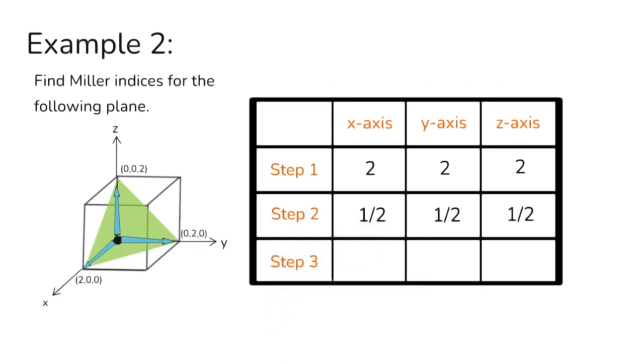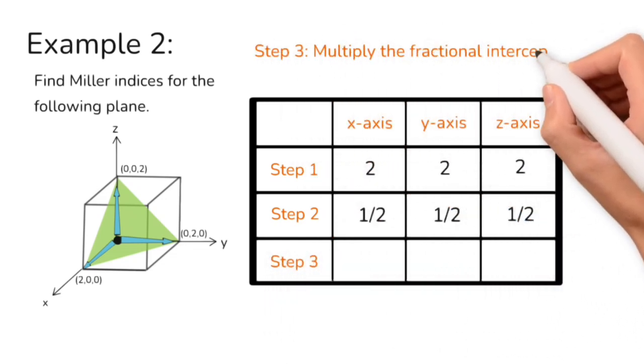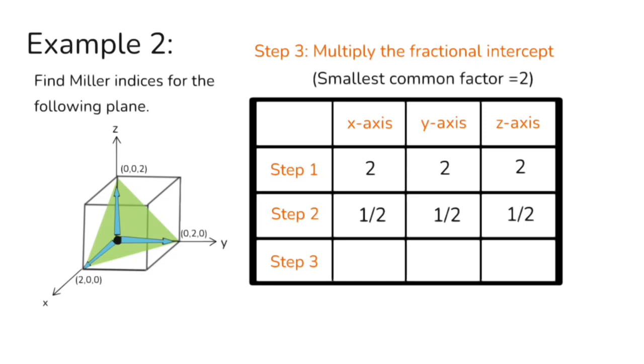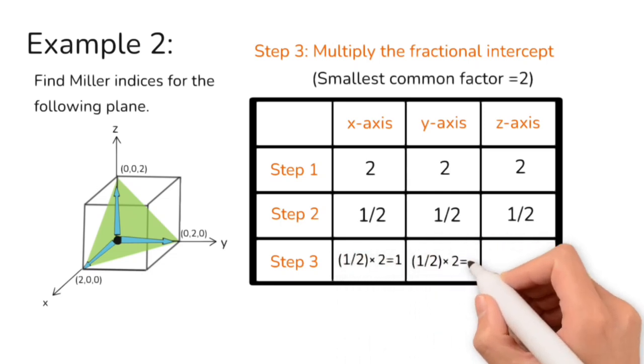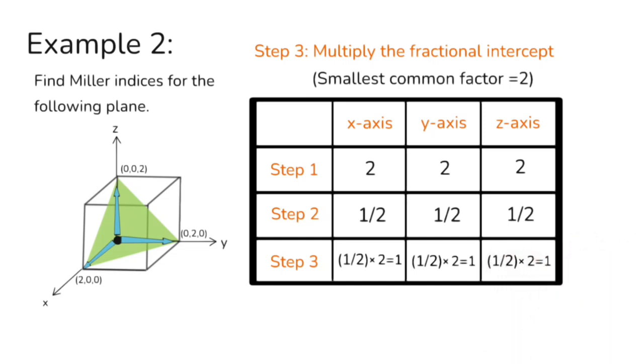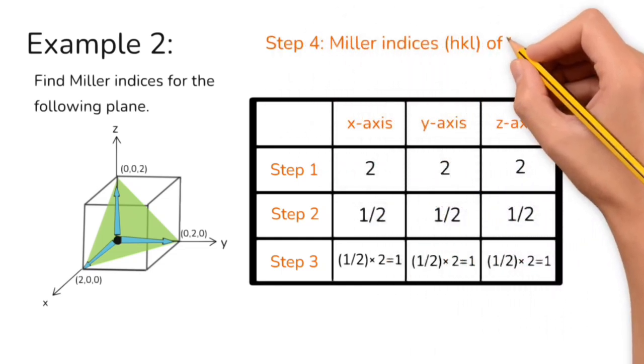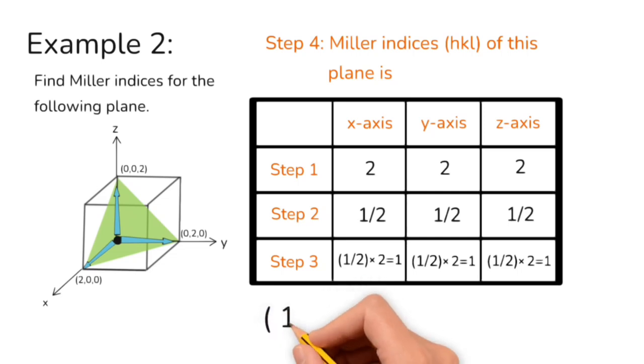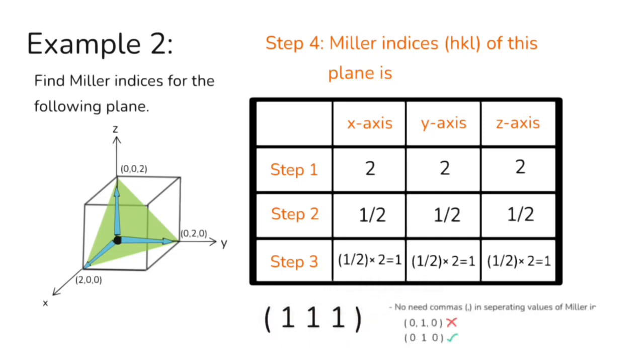Step 3. Multiply with the smallest denominator, the smallest common factor is equal to 2. Therefore, x-axis equal to 1, y-axis equal to 1, and z-axis also equal to 1. Step 4. Miller indices of this plane are 1, 1, 1. Remember, no need for commas in separating values of Miller indices.